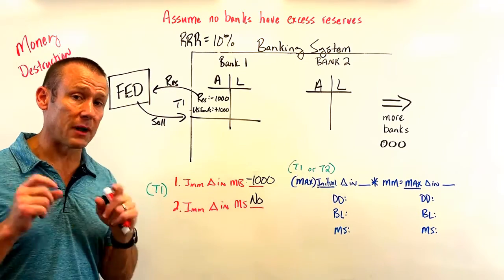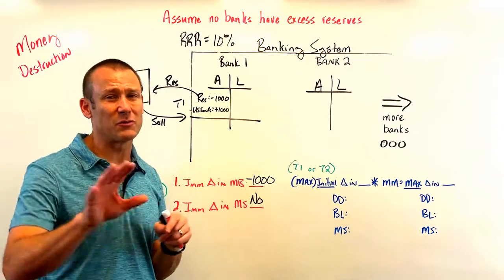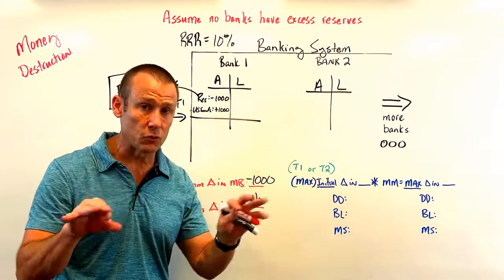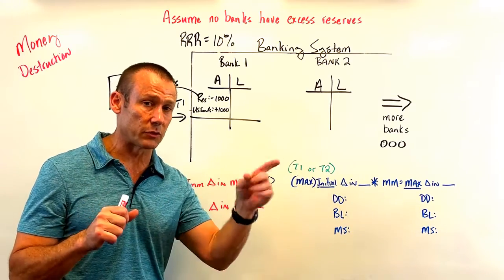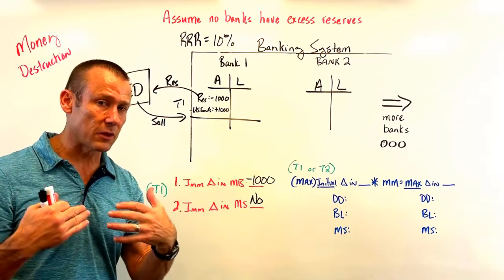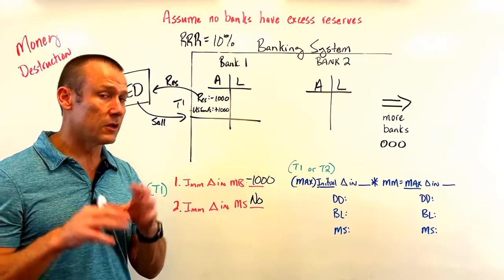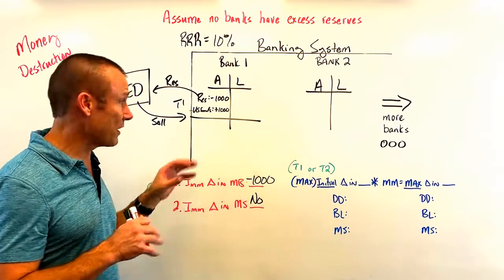So since they're deficient by 1,000 in reserves, and just by the way, go watch that withdrawal video if you're confused at all right now, okay? This is kind of a part 2 in that money destruction series. The withdrawal was the first type of money destruction. This is the open market sale portion, okay? So again, they're deficient by $1,000.